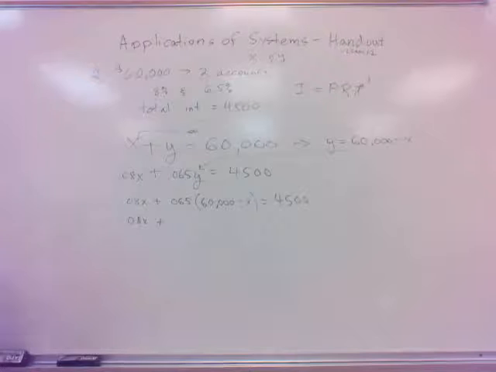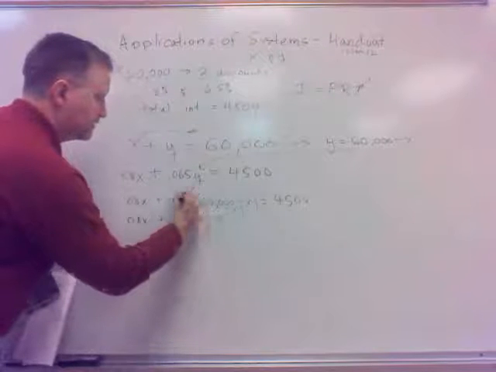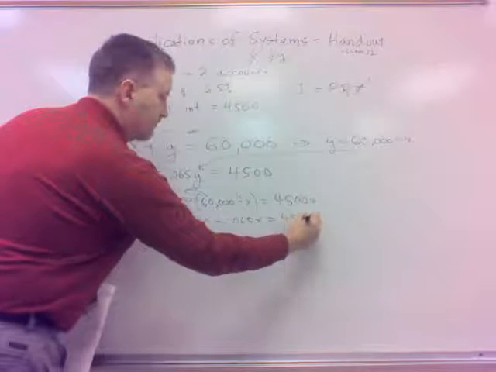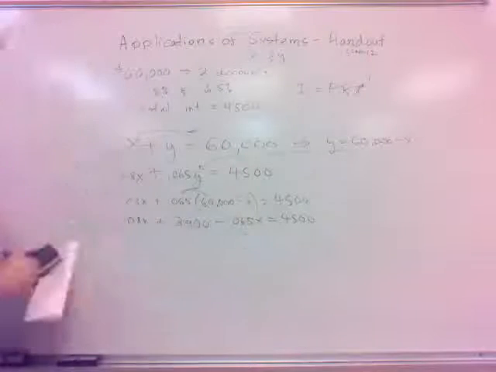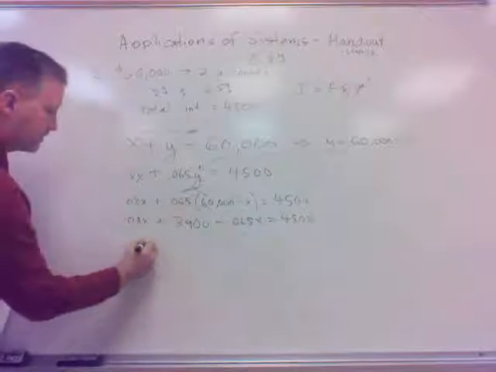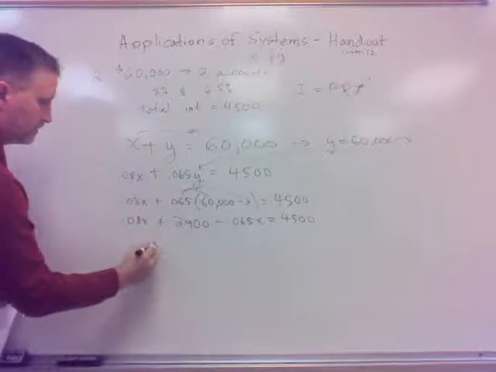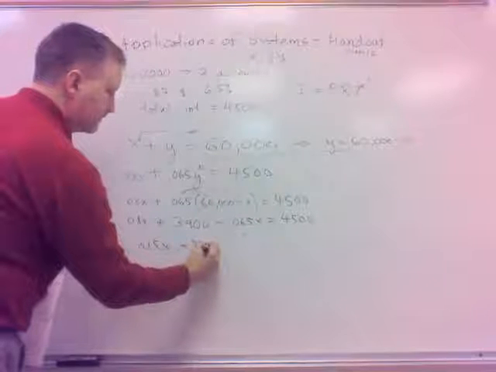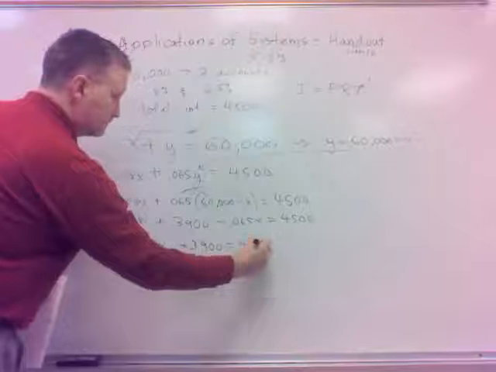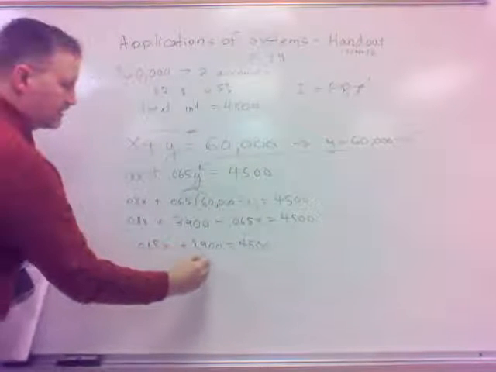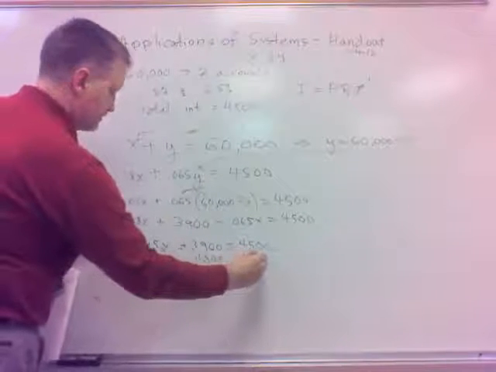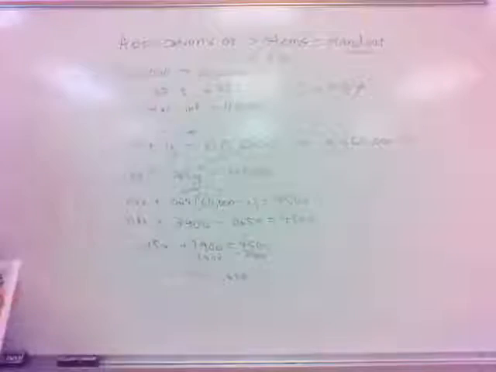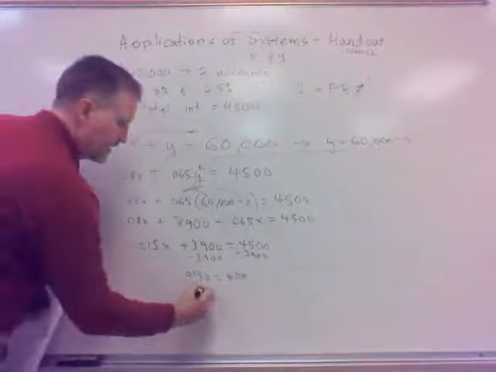All right, so then 0.08X plus, just distribute your 0.065. I multiply that and get 3,900, and then I multiply that and get minus 0.065X. That equals 4,500. I've got X terms, so combine those. That would be 0.015X, 0.08 minus 0.065. Subtract the 3,900. And so 0.015X would equal 600. And then divide off the 0.015, and we got our X.